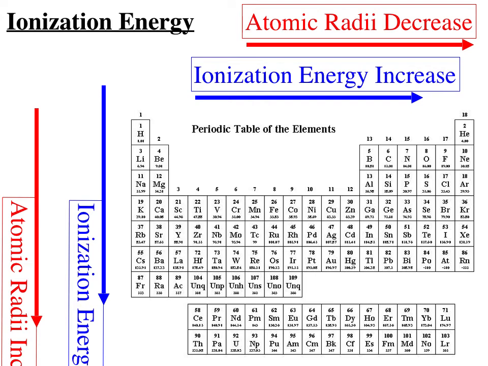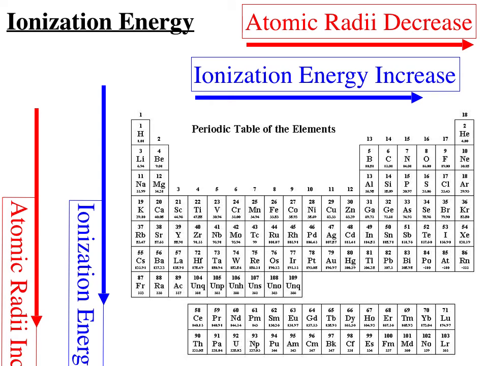As you go down a group or down a column of the periodic table, you increase the atomic radius. Outermost electron further from the nucleus. The further from the nucleus, the less attraction to the nucleus. So the further from the nucleus, the easier to pluck away. So as you go down a group of the periodic table, the atomic radii increases and the ionization energy for those elements decreases.